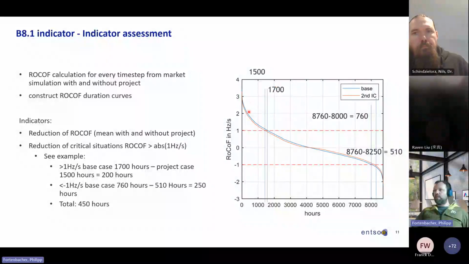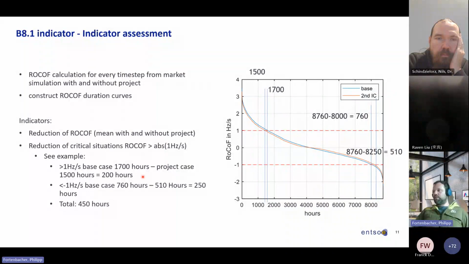So here you're going to see that we basically count the situations of RoCoF that are greater than 1 hertz per second. In this example, without a project, we have 1,700 hours where we are above this limit, and where we have basically critical situations. If we have the project, we have less. So we have basically 200 hours less. We have less than 200 hours of critical situations with the project.